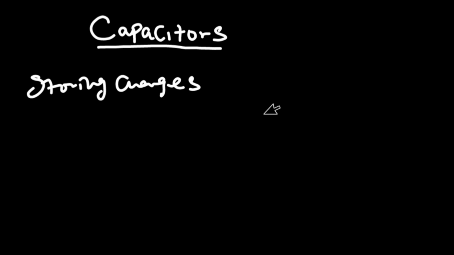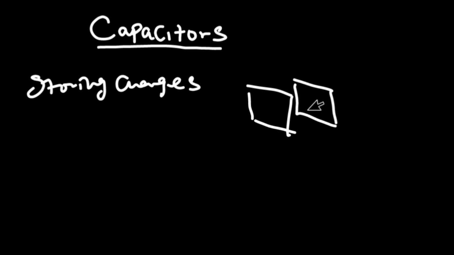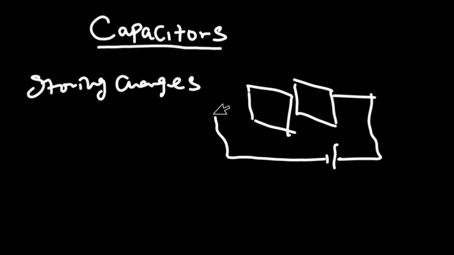How it works is that we have two plates that are separated by a dielectric. The dielectric can be air, can be rubber, but a dielectric is an insulating material that doesn't conduct electricity. So in this place now, we have two plates. One side is connected to a positive voltage, and the other side is connected to a negative voltage.